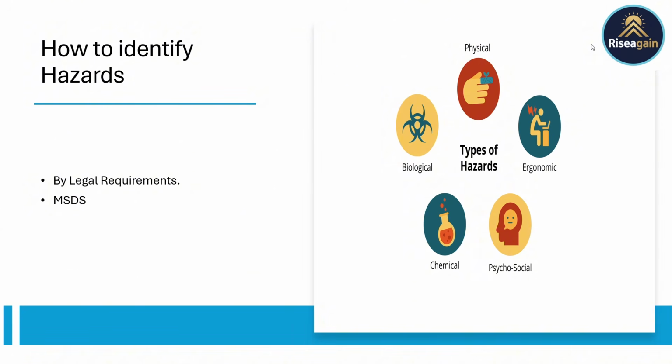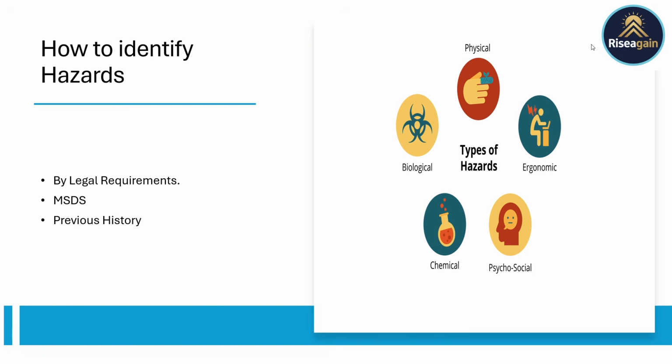The second one is MSDS. If you have chemical substances in your workplace, you can use the MSDS, and then you can understand whether it is flammable or corrosive.